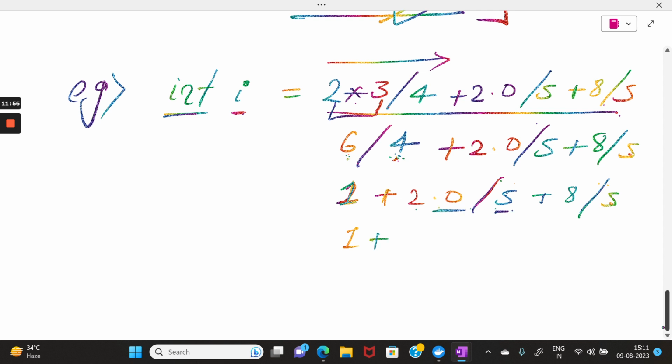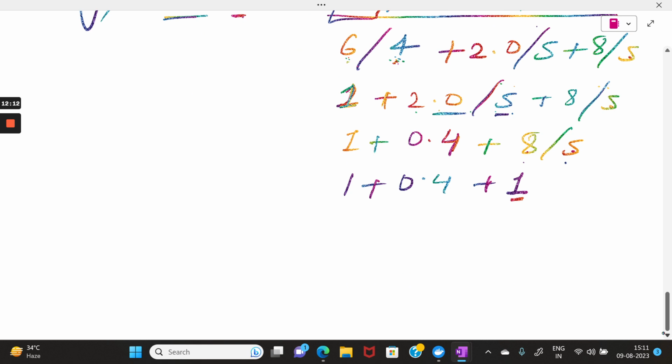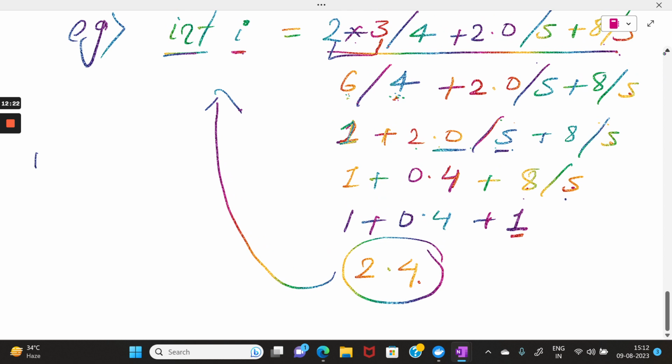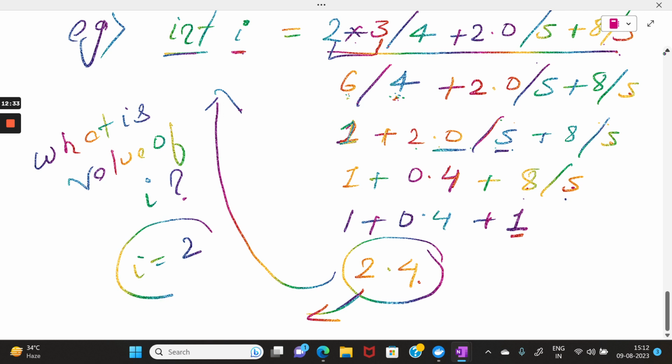This is a floating point, this is an integer, so our value is 0.4 plus 8 divided by 5, again 1, so 1 plus 0.4 plus 8 divided by 5 is 1, because both are integers, we are going to assign the integer value only. Okay, then we have this value as 2.4, and this 2.4 is being assigned to an integer. So if you are asked what will be the value of I, since I is an integer, it is going to take this part only. So I equals 2, right?